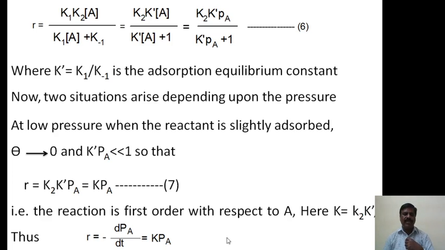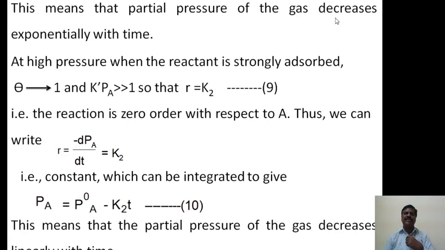Therefore this can be written as PA is equal to P0 into e to the power of minus Kt. This is called equation number 8. This means that the partial pressure of the gas decreases exponentially with time. At high pressure, when the reactant is strongly adsorbed, theta is 1, and K prime PA is very much greater than 1, so that R is equal to K2. This reaction is called a zero order reaction with respect to A. Thus we can write R is equal to minus dPA divided by dt is equal to K2.